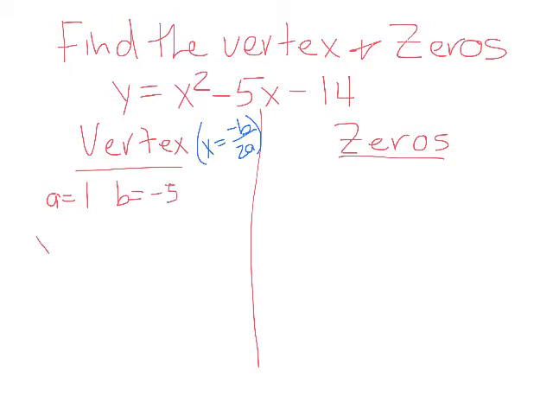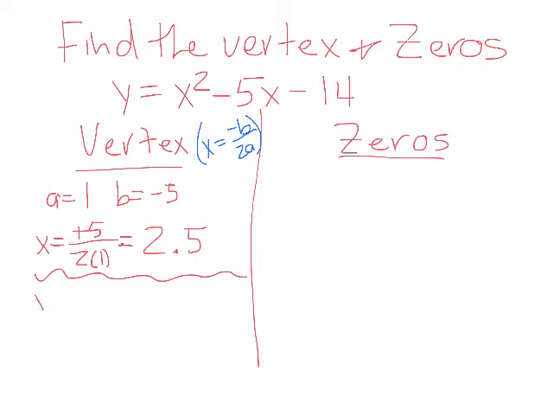So x equals negative negative 5. So that's going to turn into a plus 5 on top over 2 times a, we just said is 1. So 5 divided by 2. And on a vertex, guys, decimals are probably pretty appropriate. Okay? So 5 divided by 2 is just going to give us 2.5 for my x value. But remember, a vertex is an ordered pair, so I need to plug that back in to find y.